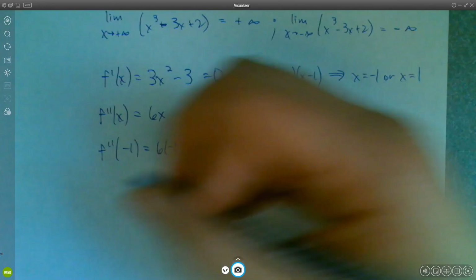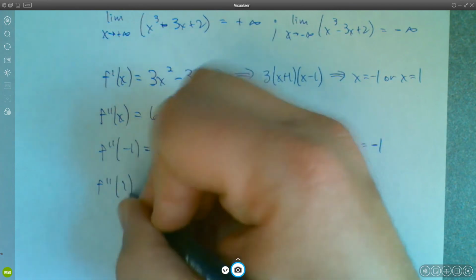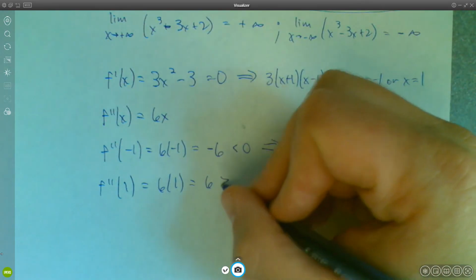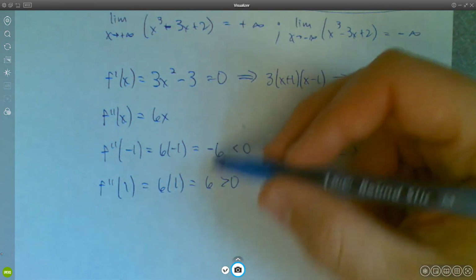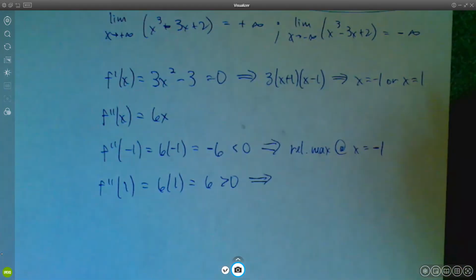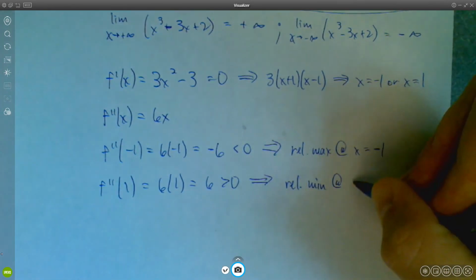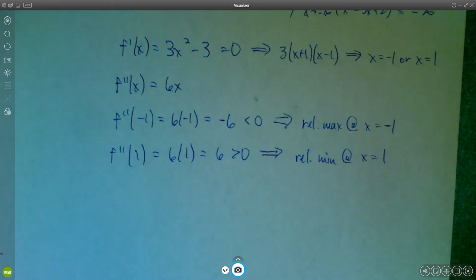Okay, what about f double prime of 1? That's 6 times 1, which is 6, which is positive. That means you're concave up, which means that you must have a relative minimum at x equals positive 1.